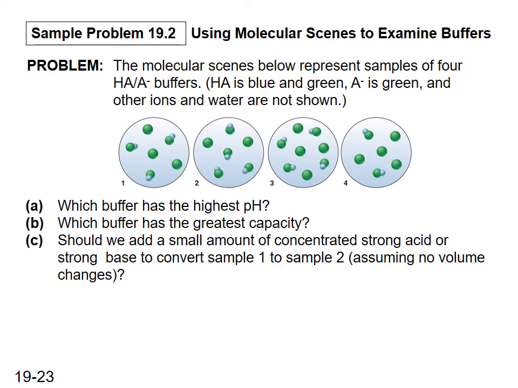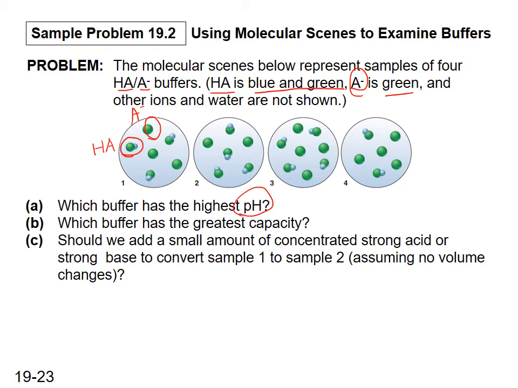Sample problem 19.2. The molecular scenes below represent samples of 4 weak acid conjugate base buffers. The acid is blue and green. So here is one, and the anion is green. So this is an anion, and this is acid. And other ions and water are not shown. So the question is, which buffer has the highest pH?